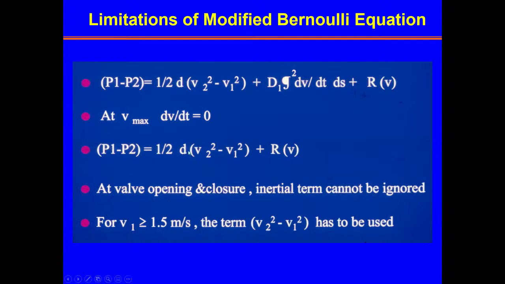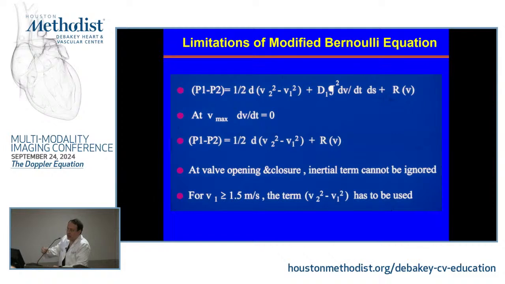The only situation where we want to go back and put V1 here is if the V1 is at least 1.5 meters per second. For example, you are looking at somebody who has serial obstruction, subaortic membrane and aortic valve stenosis, dynamic obstruction and aortic valve stenosis. If we are interested in the gradient across the aortic valve, I cannot just go through the peak velocity through the aortic valve and say it is 4V squared. I have to enter the V1.